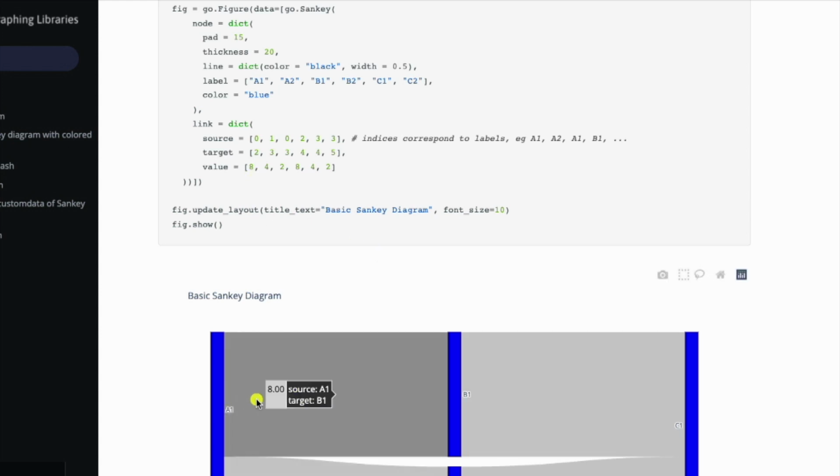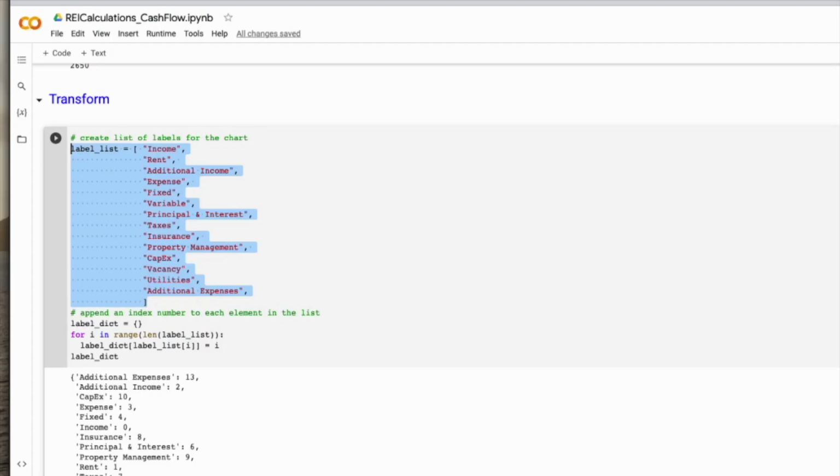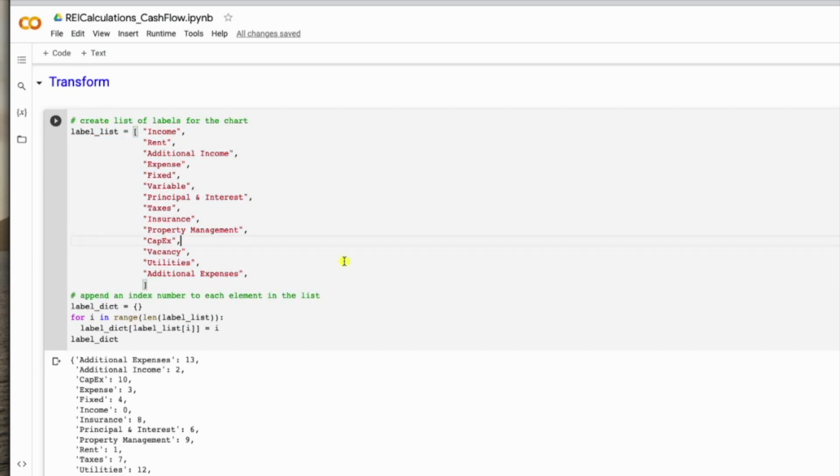So that flow makes a lot of sense. But it gets very confusing having to write all these indices for the labels. So I made it a lot easier by doing that programmatically. We have our list, and now we want to create a dictionary that assigns an integer to each one of these elements, which we do here.